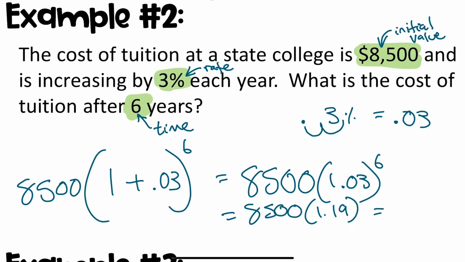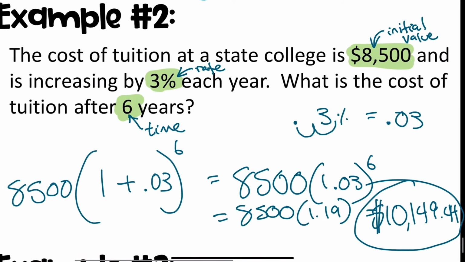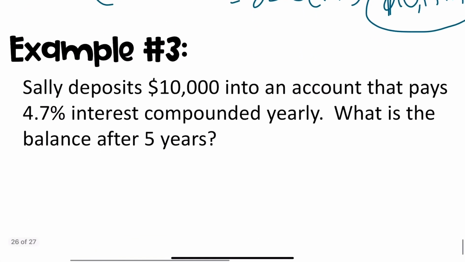So that should give us 10,149.44. That got a little squished up there. Okay, so this is money. This is tuition, so I'm going to put a dollar sign in front of that, and that will be my answer. $10,149.44. That's how much tuition will cost after 6 years of it growing. So like I said, I just did it by hand. You can just put it in your calculator, and I'll do that for the next one. So let's move on to example number 3.